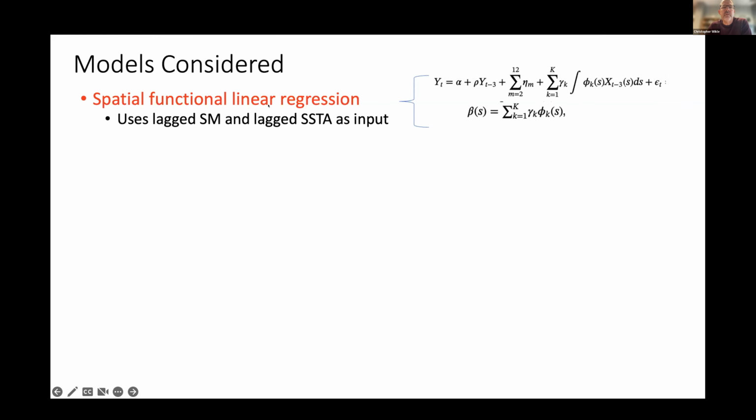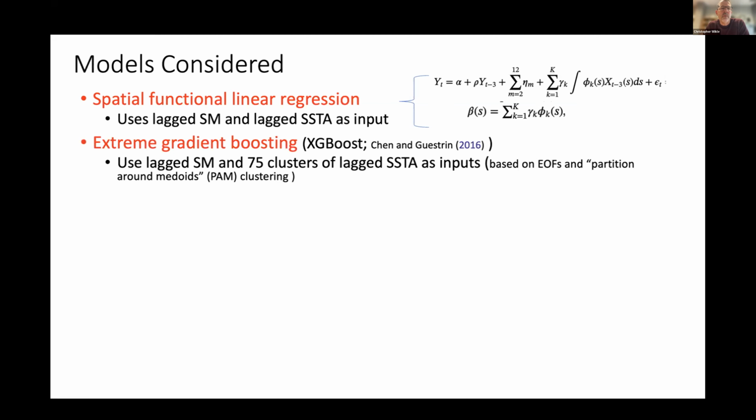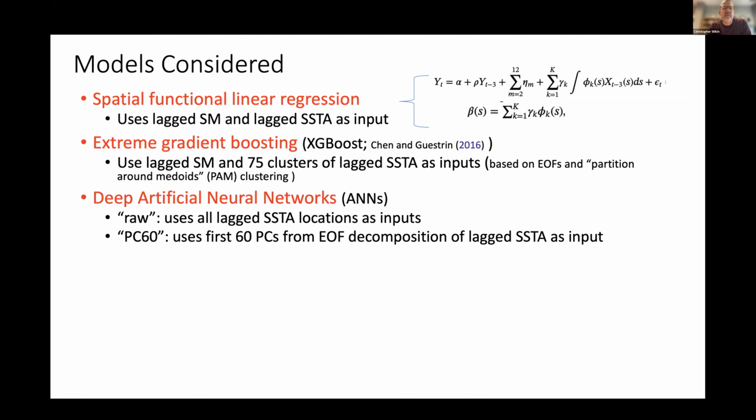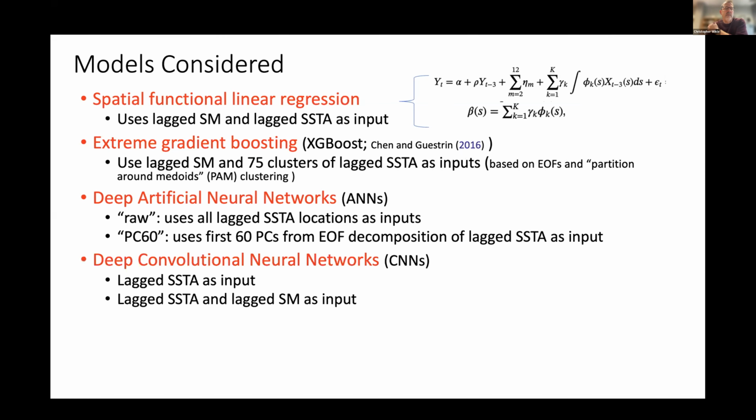We used lag soil moisture and lag SSTA, the sea surface temperature anomalies, as input. We also used extreme gradient boosting, and in this case, we used clusters of the sea surface temperature anomalies based on empirical orthogonal functions and a medoid clustering algorithm. That was just because it reduced the number of inputs to make it faster. We did deep artificial neural networks, and we had two versions of this. One used all the lag SSTA locations as inputs, and the other used principal components from the EOF decomposition as inputs. And we had deep convolutional neural nets, where one model used just the sea surface temperature anomalies as input, and the other used that and the lag soil moisture.